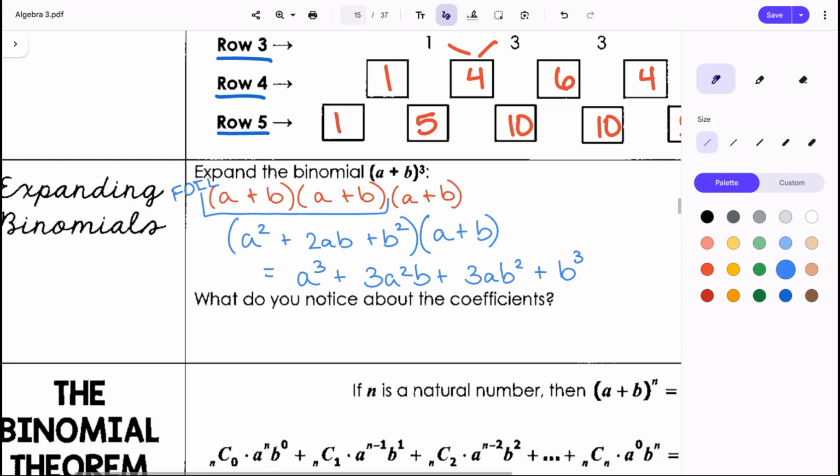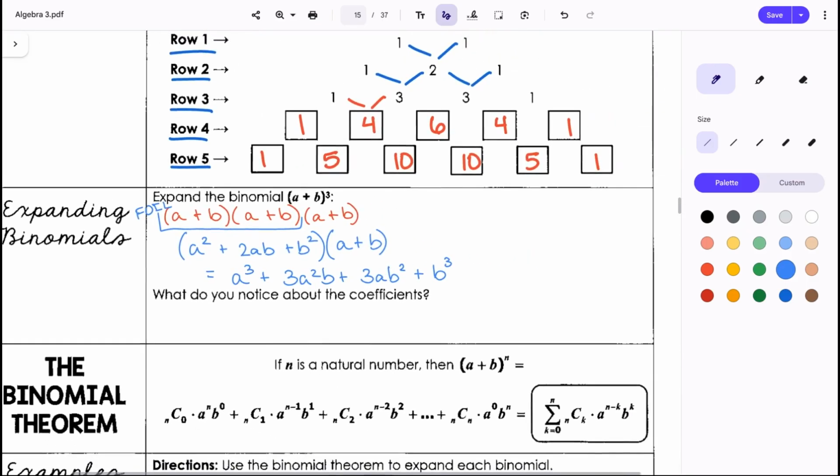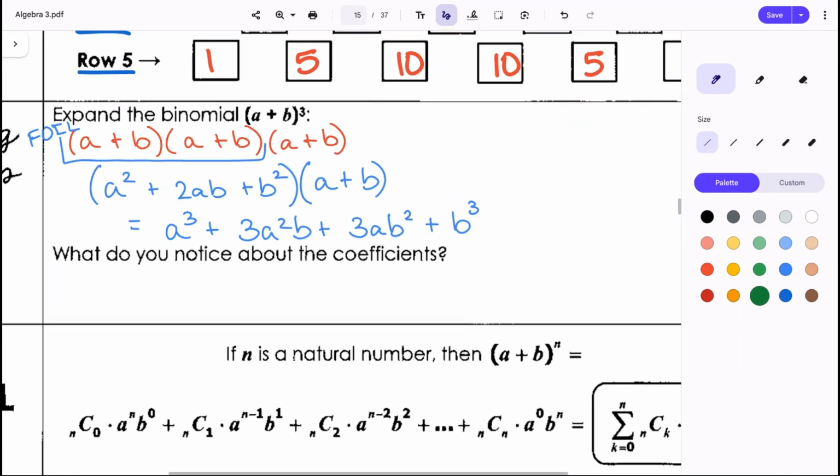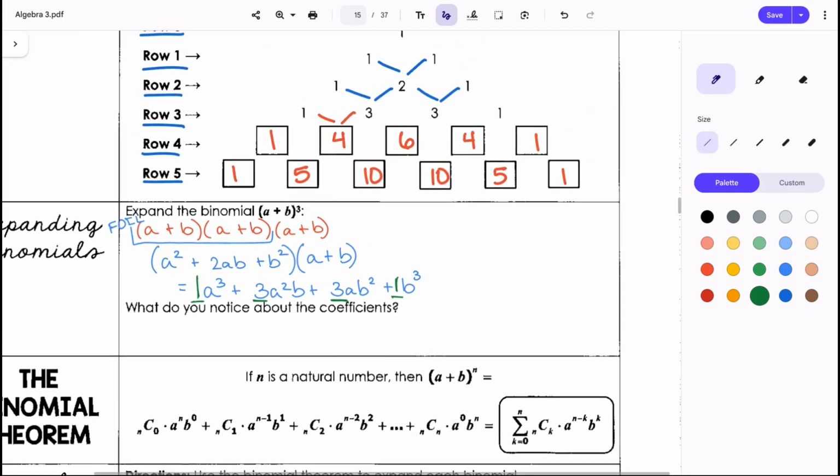So if we look at the coefficients, which, remind me, what's a coefficient? Where do you find coefficients? In front of the variables, the numbers that are sitting in front of the variables. So we have a 1 in front of the a to the third. So we have a 1 there. We have a 3, and then another 3, and then we have another 1. If we look back up at our triangle, that matches row 3 that we saw up there. 1, 3, 3, 1. So because we're recognizing that pattern, we can use Pascal's triangle to help us shortcut this.